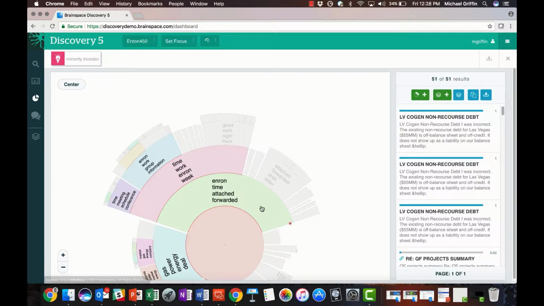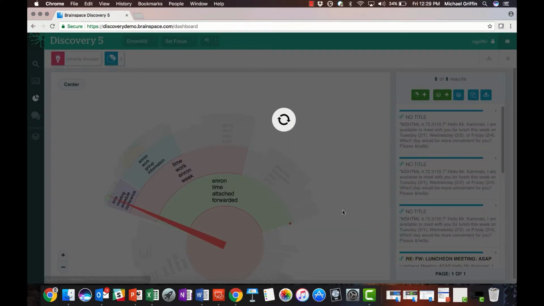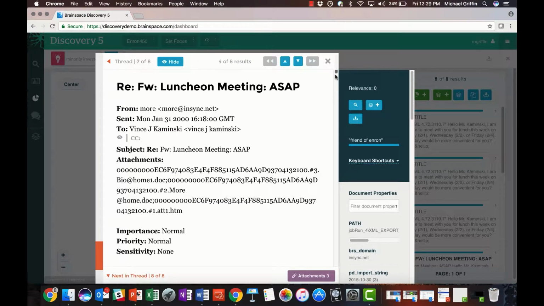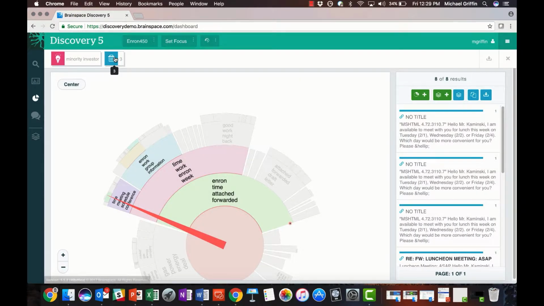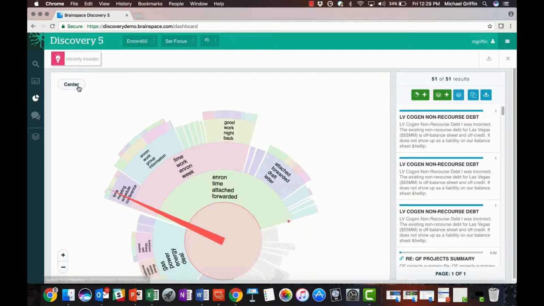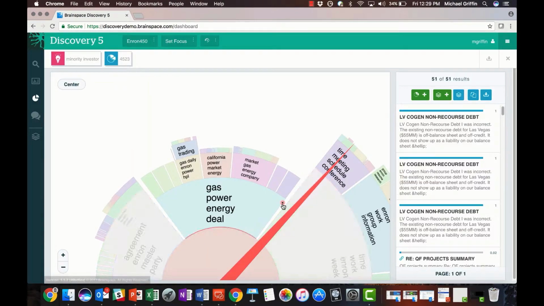And that's basically what that tells me, is that these documents are very different than the ones on the opposite side. So we'll go ahead and add those, and let's just take a sampling and see what we find here. If we actually look at this, we can see somebody here is introduced by a mutual family friend of Enron. So that does not look like a relevant use of that term. So I'm going to go ahead and move to the other side of the wheel by removing that search, centering the wheel, going over to this side, and we'll add that as a search.